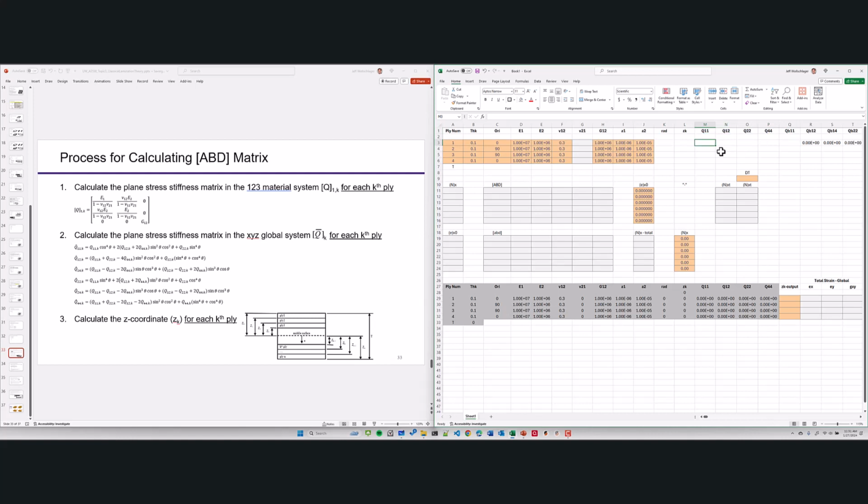Okay, so let's calculate Q11. It's E1 divided by 1 minus V12 times V21. So right away here is where I need to calculate this V21. So what is V21? Well, if you remember the equation, Vij over Ei equals, let's see, I'm going to need to erase that.